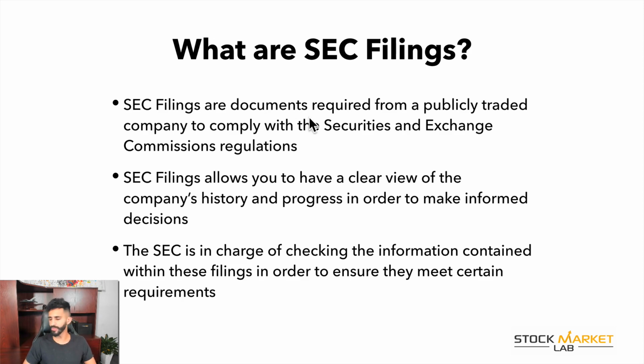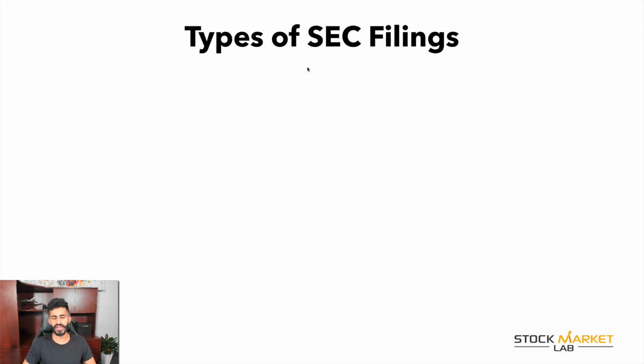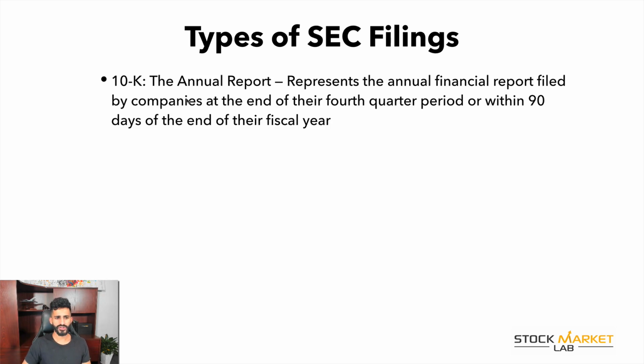So now let's jump into the types of SEC filings. There are different types of SEC filings. You've probably heard some of the terms, you probably haven't, but let's dive into it and understand it at a deeper level. The first one is something called a 10K. The 10K is the annual report. This represents the annual financial report filed by companies at the end of their fourth quarter period, or within 90 days of the end of their fiscal year. Fiscal year meaning whenever they close out the year.